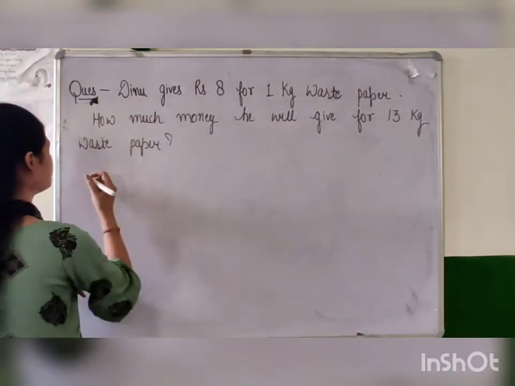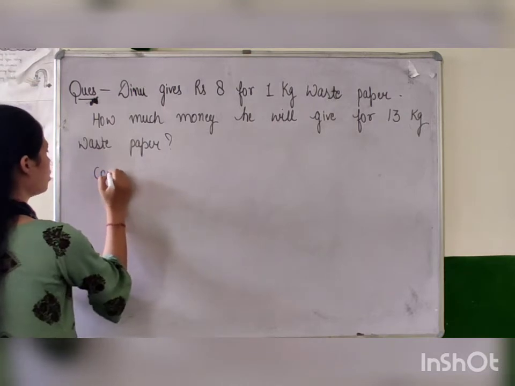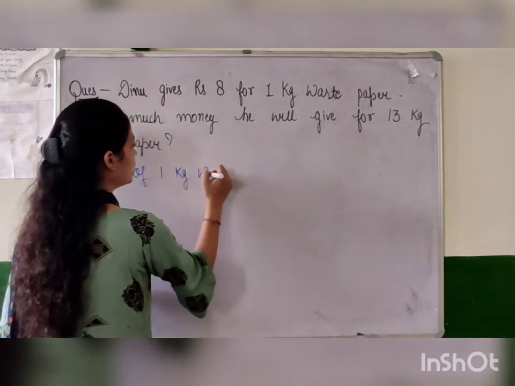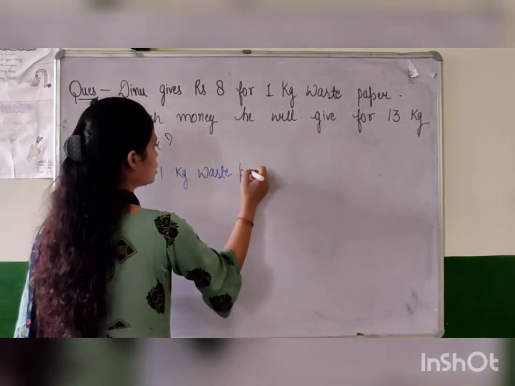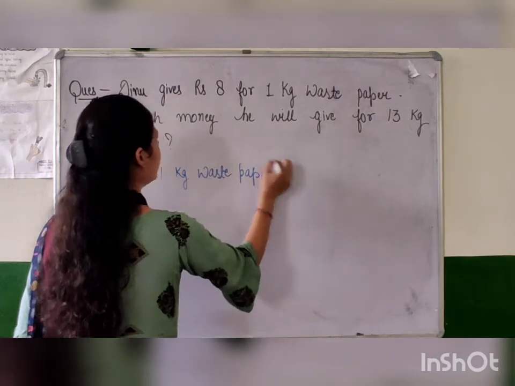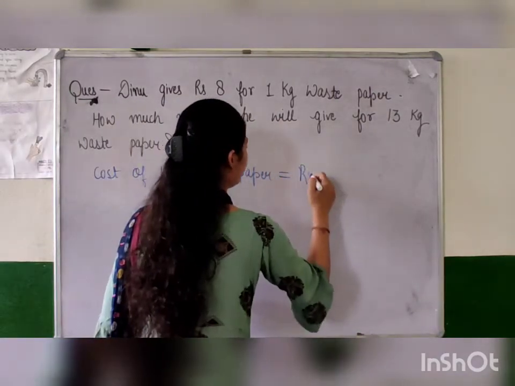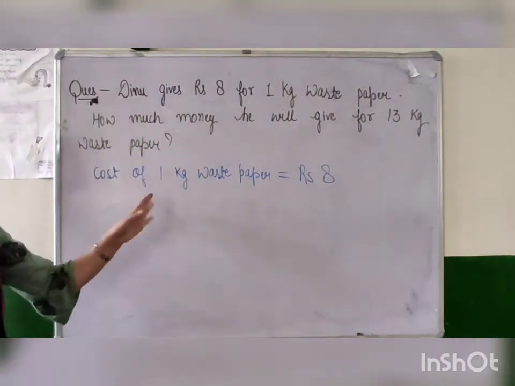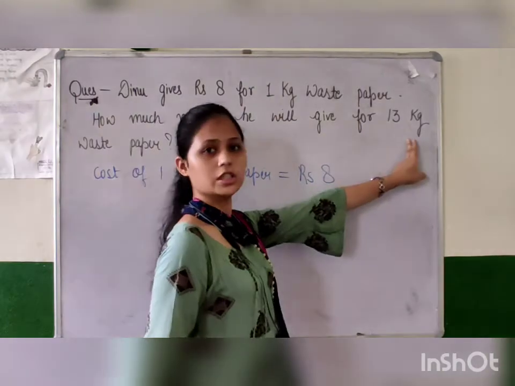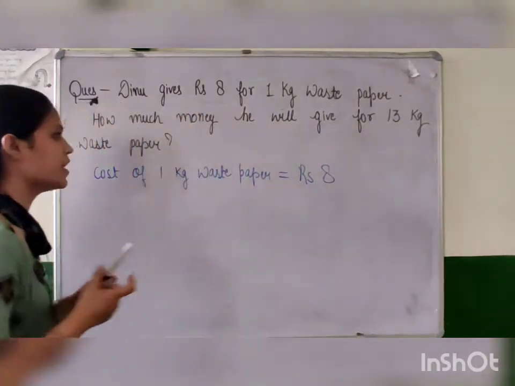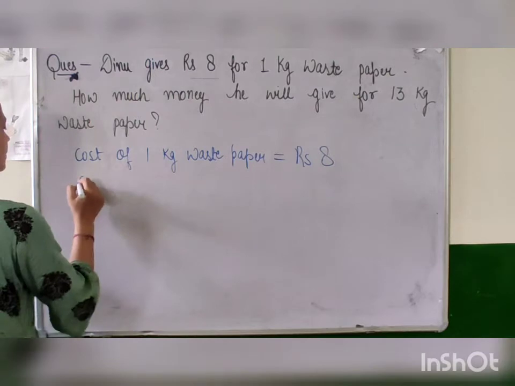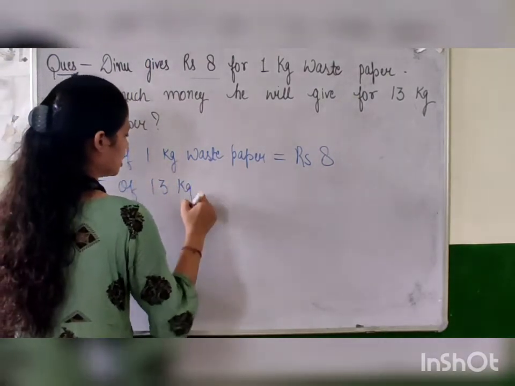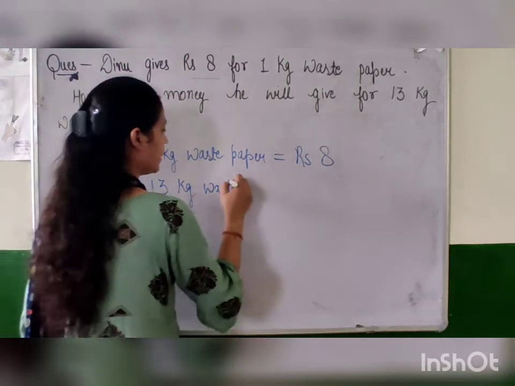Let's do it. So cost of 1 kg waste paper. So what will be the cost of 1 kg waste paper? It will be rupees 8. So see, if he is giving rupees 8 for 1 kg waste paper, we have to find out for 13 kg waste paper. So now we will find the cost of 13 kg waste paper.